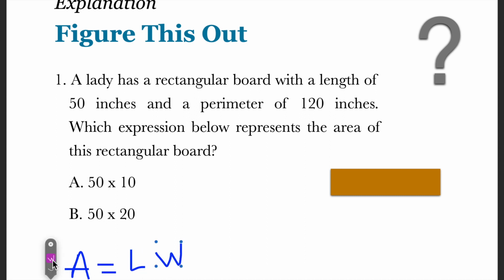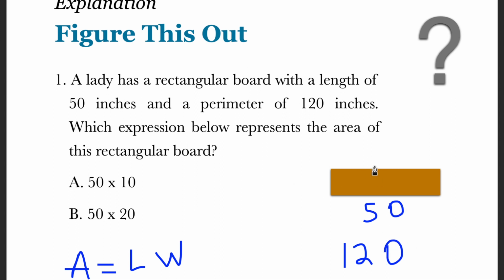And there are a couple of things they already told us about this board. They told me that the board is 50 inches long, so I know that one side is 50 inches. But they also told me that around the whole perimeter, if I add up all the sides, it's going to be equal to 120. So I already have the information to figure this out. The outside is 120, and I know one side is 50 because it's 50 inches long.